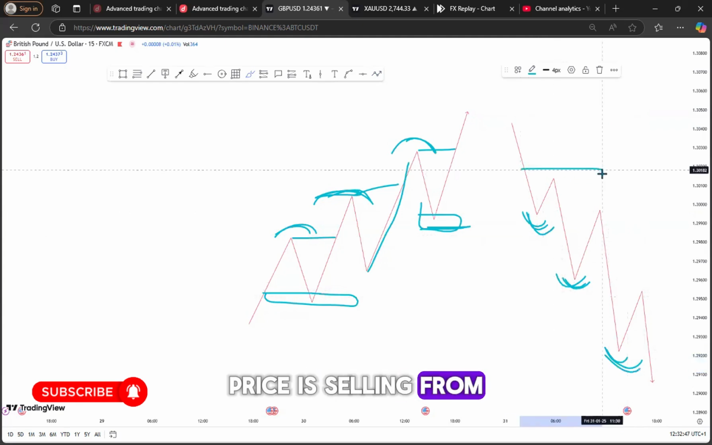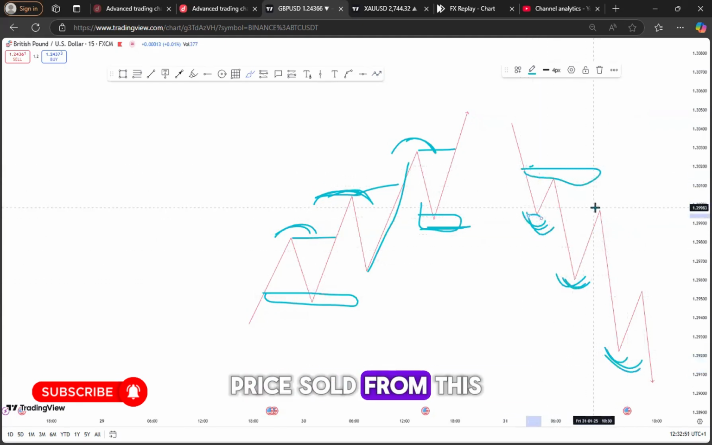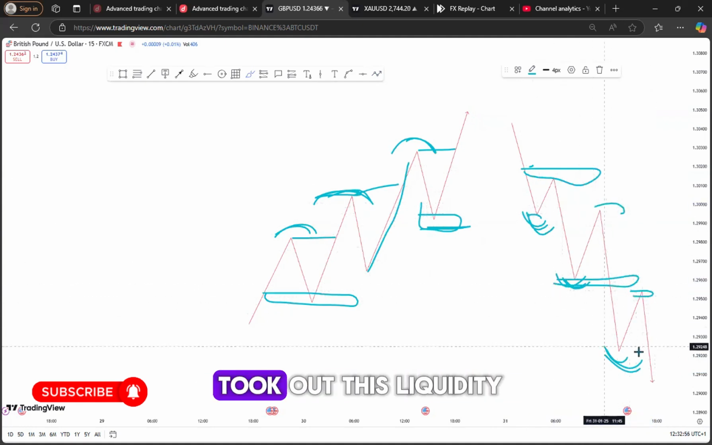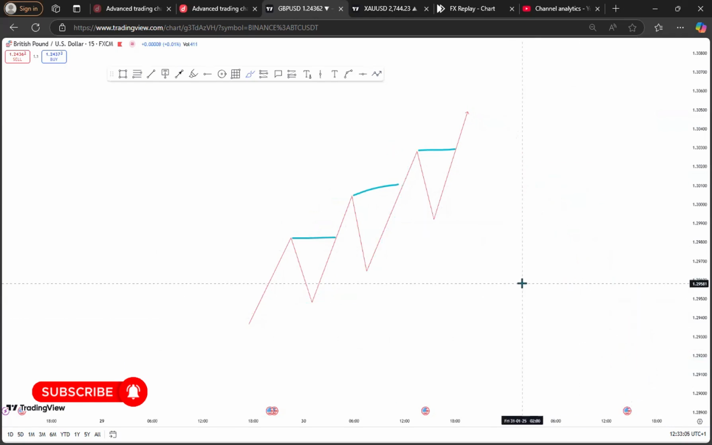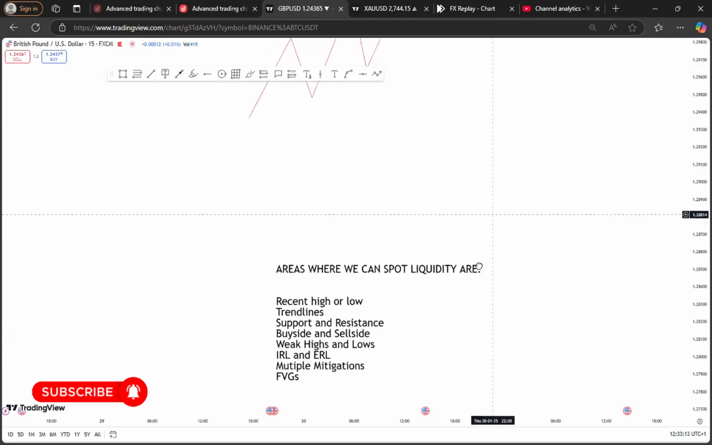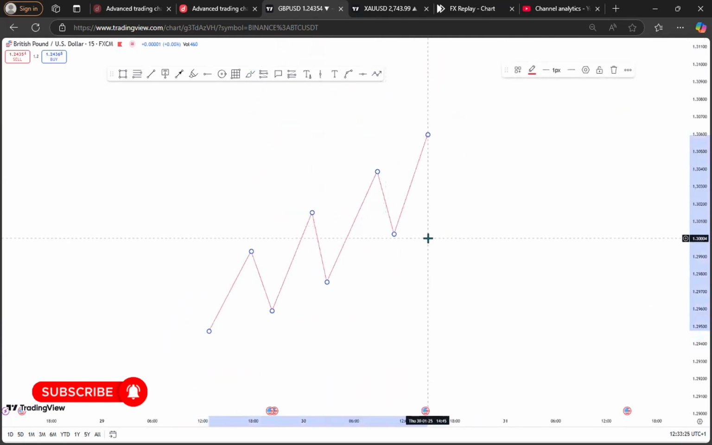Price is selling from this high and it's taking out this liquidity. Price sold from this high, took out this liquidity. Price sold from here, took out this liquidity. So the next one we have here is weak highs and lows. Weak highs and lows are lows or highs that did not break highs and lows.